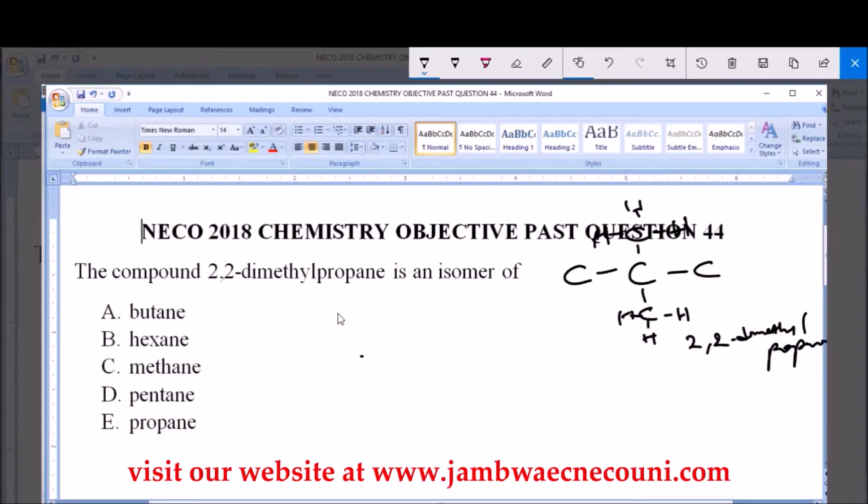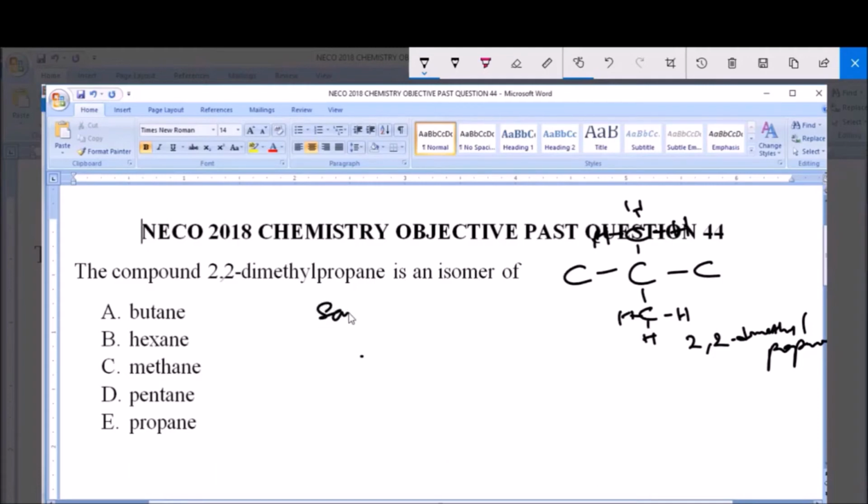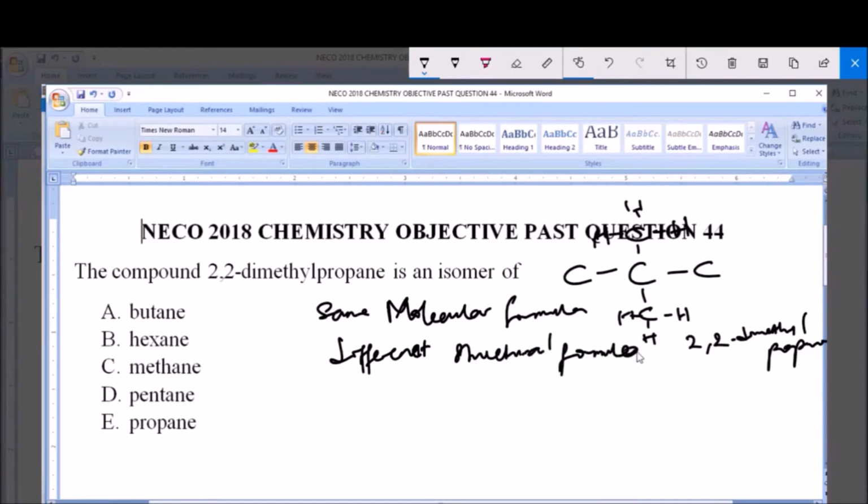Like we know, isomers are two compounds having the same molecular formula but different structural formula. Now looking at this, the molecular formula of 2,2-dimethylpropane, since it has 5 carbon atoms, will be C5H12. Now let me complete the hydrogen atoms.